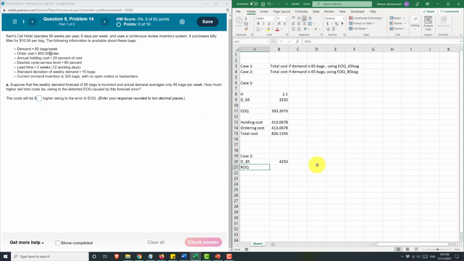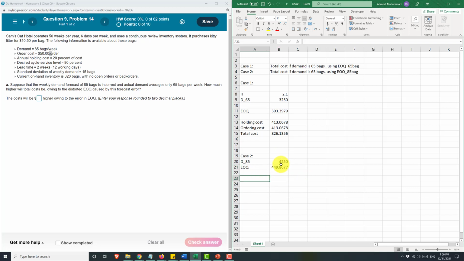And then for EOQ, we can use the same formula, square root of 2 times D times S, cost per order, which is 50, divided by capital H. Capital H is the same because it depends on the 20% and the 10.5, and these two numbers are not changing. And so EOQ is 449. Okay, it should have been 393 because demand is less, but we're using 449 because when we calculated EOQ, we were expecting a higher demand.